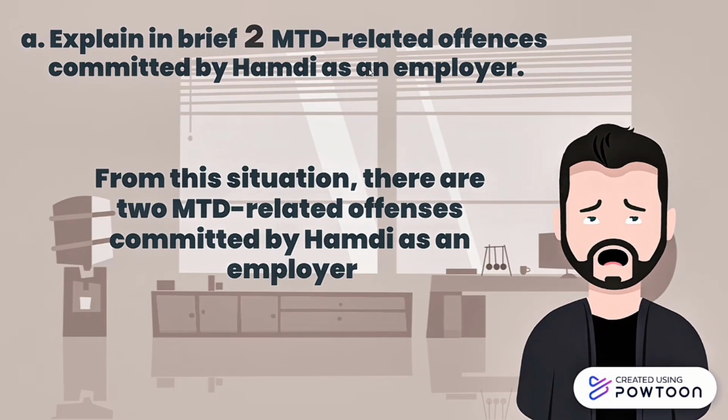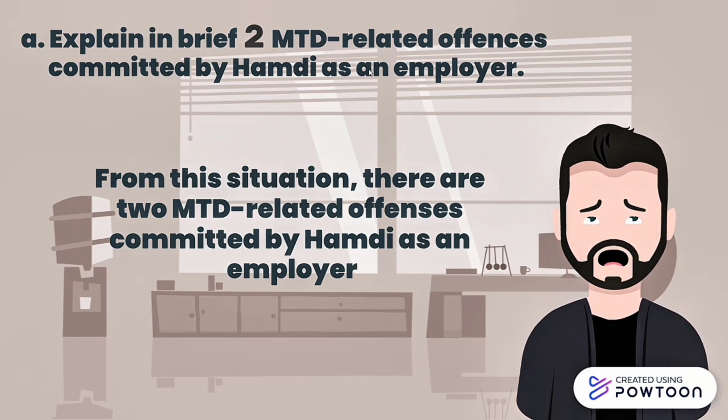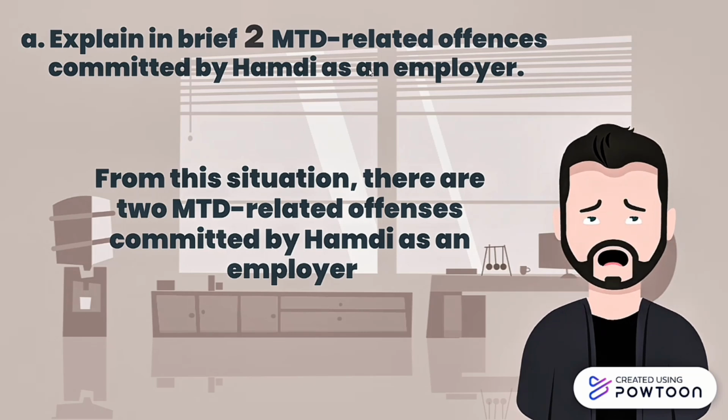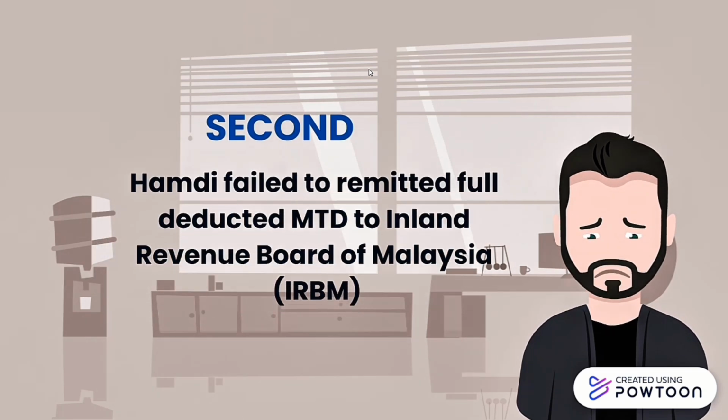A. Explain in brief two MTD-related offences committed by Hamdi as an employer. From this situation, there are two MTD-related offences committed by Hamdi as an employer. First, Hamdi failed to remit the deducted monthly tax deduction to the Inland Revenue Board of Malaysia on time. Second, Hamdi failed to remit the full deducted MTD to the Inland Revenue Board of Malaysia.